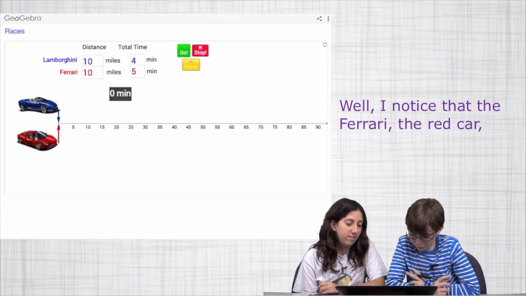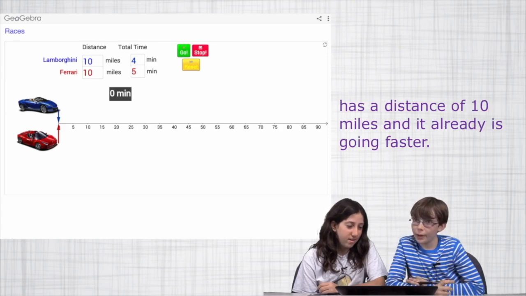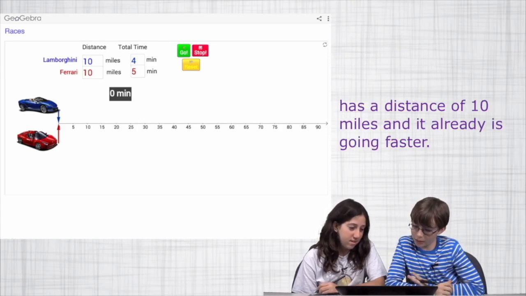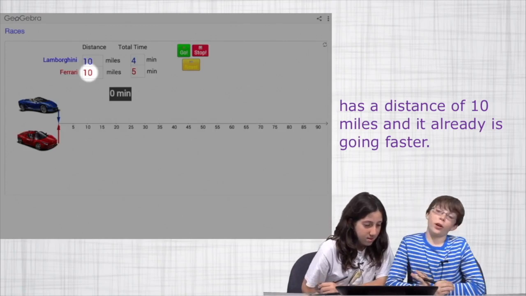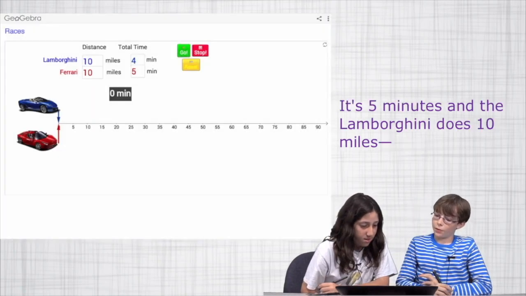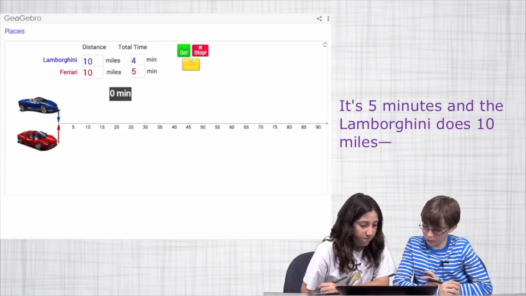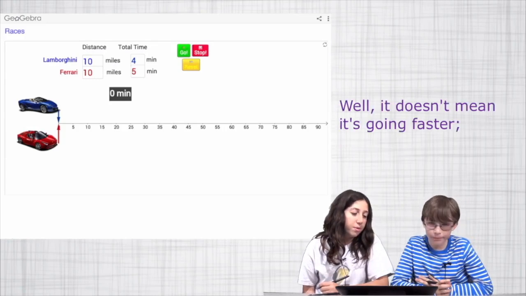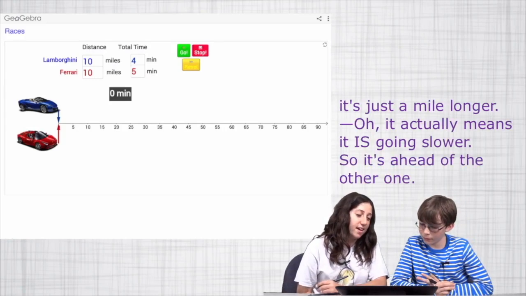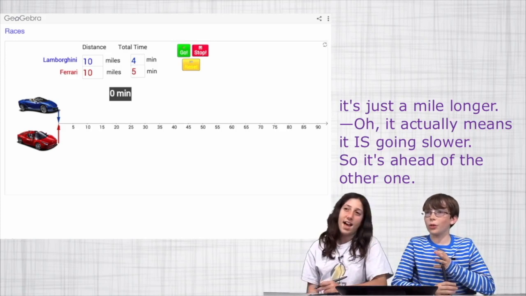Well, I noticed that the Ferrari, the red car, has a distance of 10 miles, and it already is going faster. It has 5 minutes in. Lamborghini does 10 miles in 5 minutes. Well, it doesn't mean it's going faster. It's actually going longer. It means it's ahead of the other one.